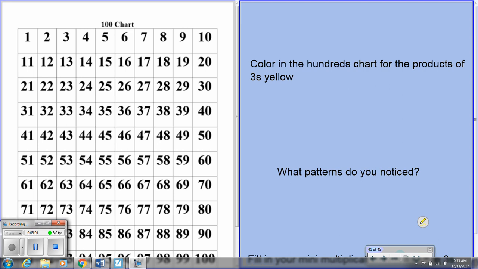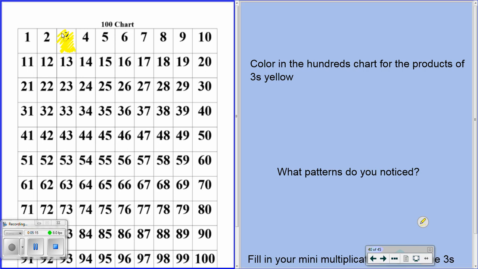9. 12. Alright, you better know how to count on, or you know how to skip count. Alright, so we know the first product is what? 3. Color in 3. What's next? 6. Come on, color. What's next? 9. What's next? 12. Next? 15. Next? 18.